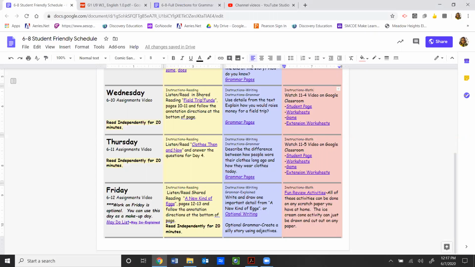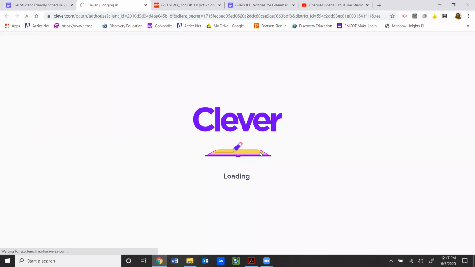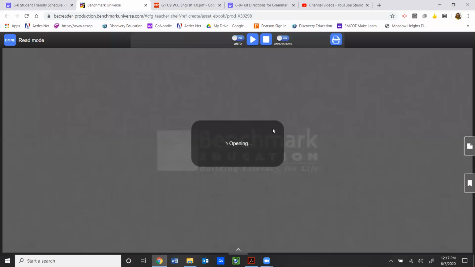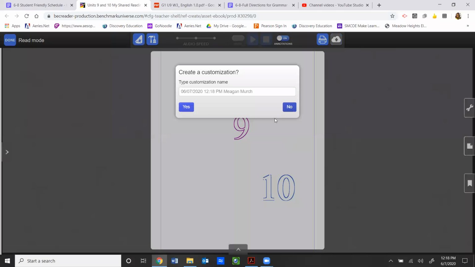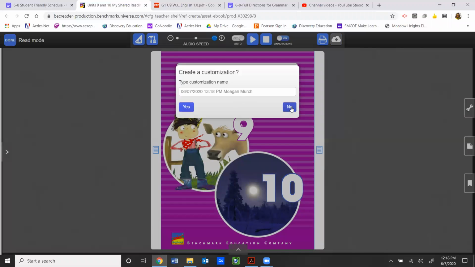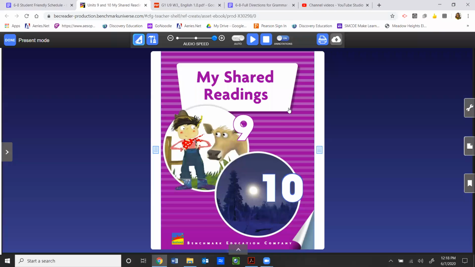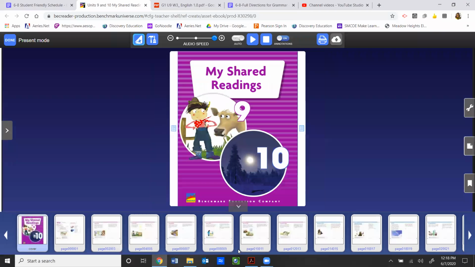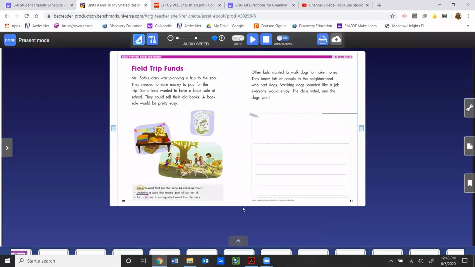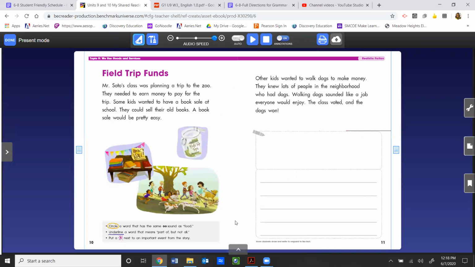Let's take a look at Field Trip Funds really quick. When you open it up, you might have to log in if it's the first time. It's not my first time today, so it took me directly there. You can do a customization and take some notes, if you want to, click yes, or you can just click no. It said it was on pages 10 and 11, so I'm going to do it the quick way and go to page 10 and 11. And here we go, we've got Field Trip Funds.